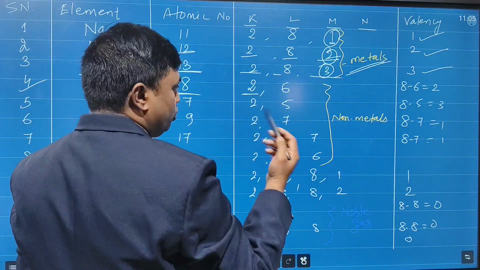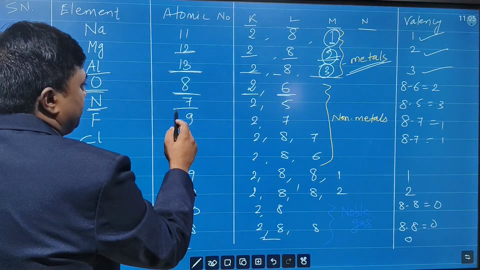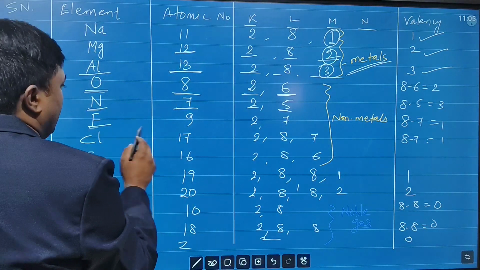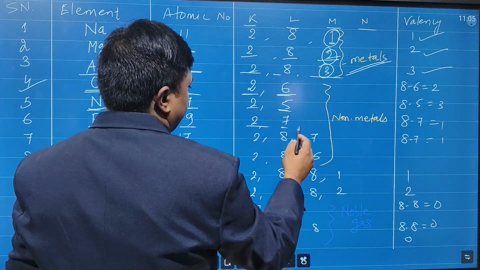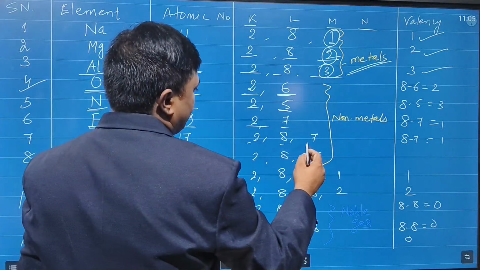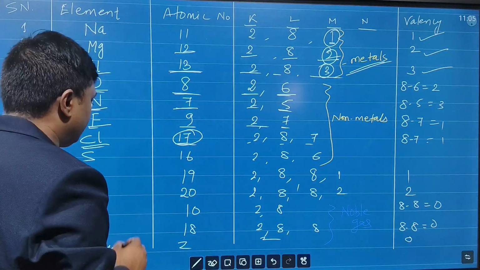Electronic configuration, first shell 2 electrons, next 6. Okay. Nitrogen, atomic number is 7, so 2, 5. Fluorine, atomic number is 9, so 2, 7. Chlorine, 17 is the atomic number, so 2, 8, 7. So 2 plus 8, 10, 10 plus 7, 17. Yes or no? 17 electrons are filling.